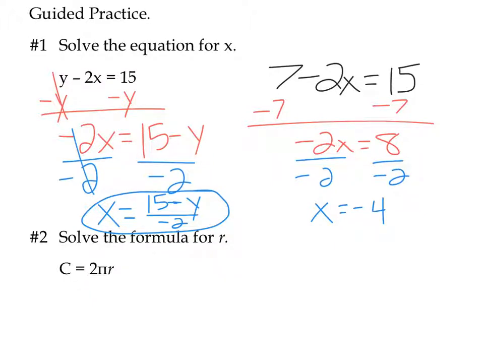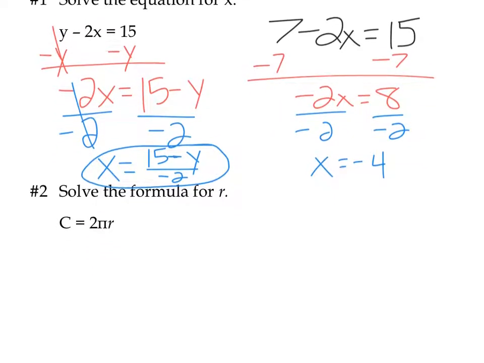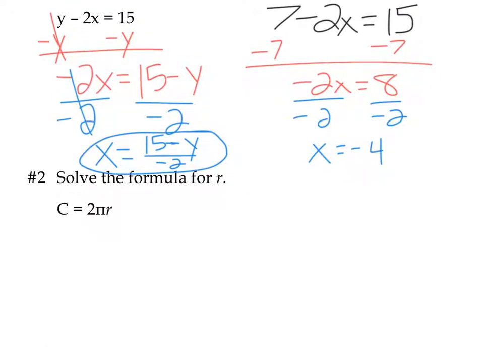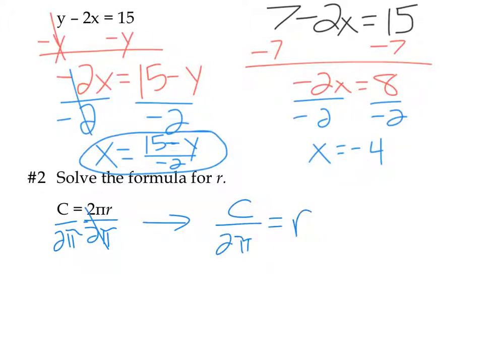Sometimes this comes into play when we're dealing with formulas, like we see in this second example. We're going to solve the formula for r. So in order to get the r by itself, this is 2 times pi times r. This is the formula for circumference, the circumference of a circle. Well, maybe we know the circumference and we want to find the radius, the r. What could we do? We could divide both sides by 2 pi. That cancels out, and so we would have C over 2 pi equals r. We solved the formula for r. We know what r is equal to in this formula.